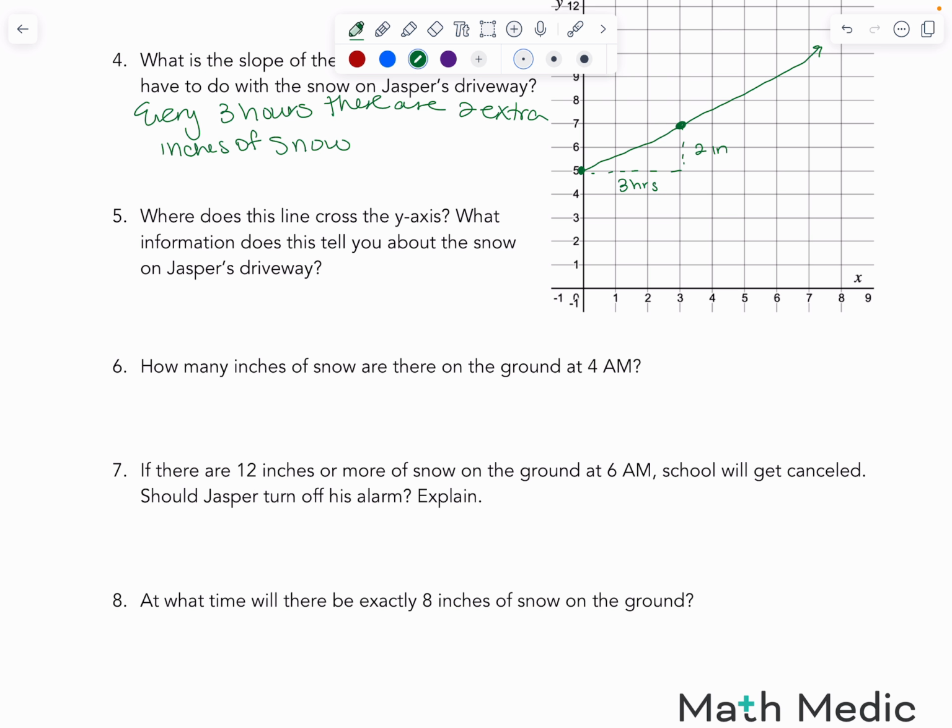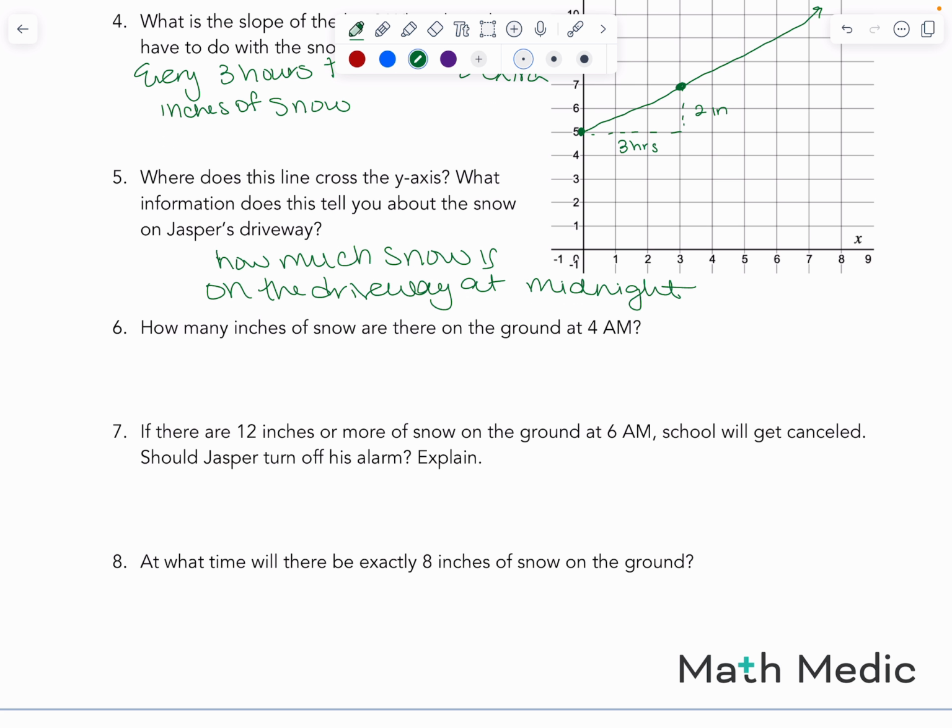Where it crosses the y-axis is what happens at midnight. How much snow is on the driveway at midnight? How many inches of snow are there? Sorry about that. How many inches of snow are there on the ground at 4 a.m.? So we're going to pause the video.